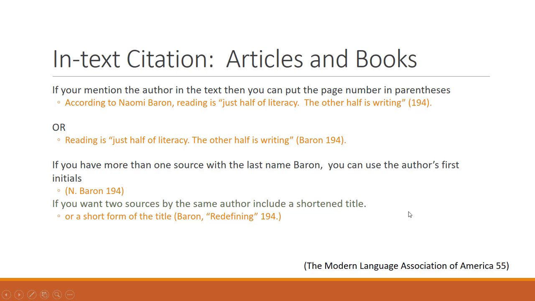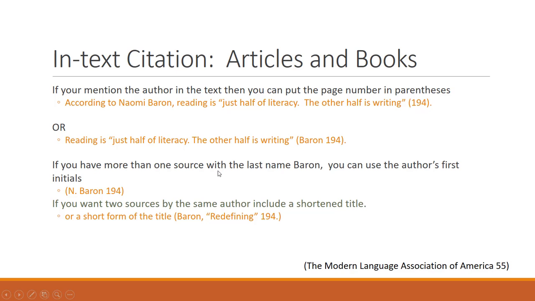Then when you have your in-text citations, basically you want to make sure that you get the author's last name and the page number in there somehow. So you could have the name in your text, like according to Naomi Barron, reading is just half of literacy, the other half is writing. And then you put 194. Or you could say reading is just half of literacy, the other half is writing. And then you have to put Barron 194.